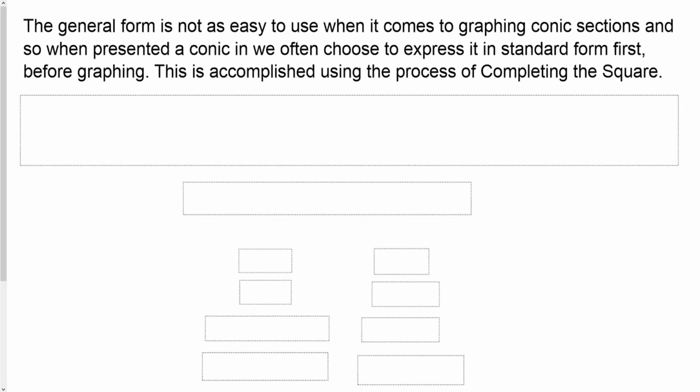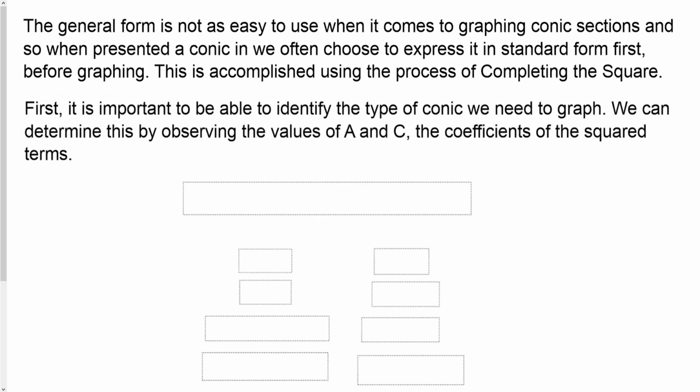Now the general form is not as easy to use when it comes to graphing conic sections, and so when presented a conic in general form, we often choose to express it in standard form first, before we go to graphing. And this is accomplished by using the process of completing the square.